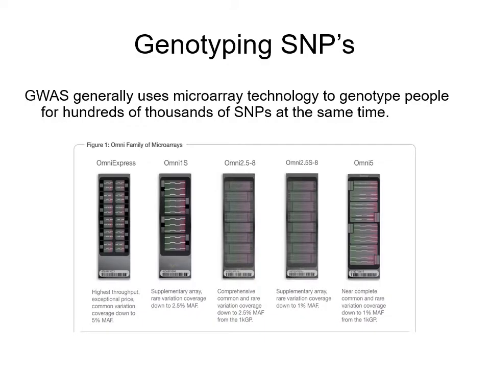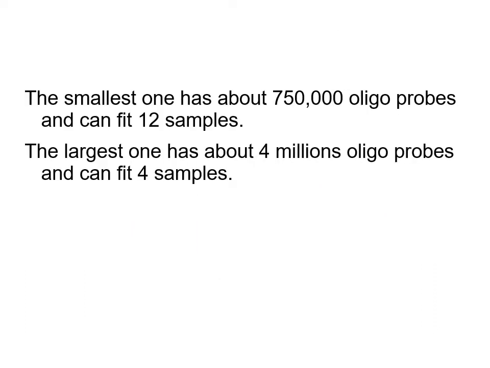Okay, so we're going to use this enormously high-tech approach, which is called a microarray. This is only one possible microarray platform. But the idea of these microarrays is we can actually genotype hundreds of thousands of SNPs all at the same time on one tiny little piece of silicon, which is referred to as a chip, although it's not really a chip. Okay, so the smallest one, and this is the Illumina platform, there are others, has about 750,000 oligos, and you can actually genotype 12 different people using that one array. And the largest one has 4 million oligo probes, which is kind of astonishing.